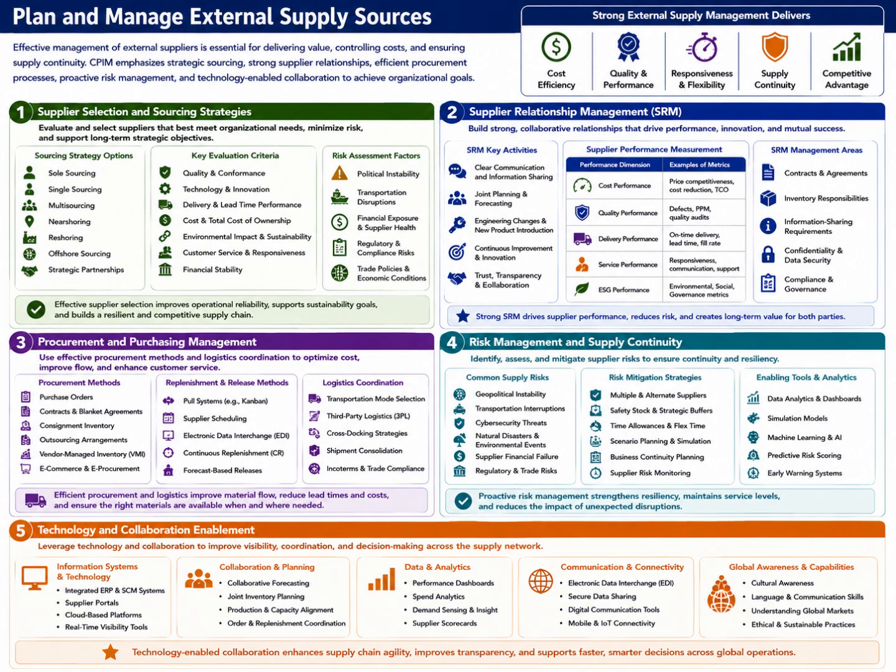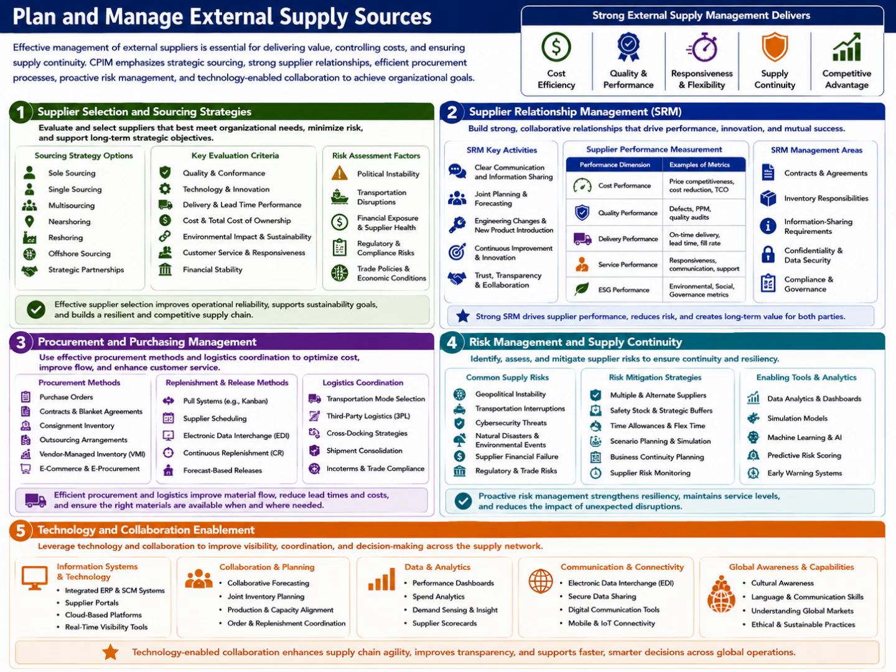Cultural awareness, communication skills, and global business understanding are also essential when working with international suppliers and partners. Technology-driven collaboration strengthens supply chain agility, improves operational transparency, and supports faster responses to changing customer and market requirements across global operations. Overall, the CIPM topic, Plan and Manage External Supply Sources, provides a comprehensive framework for managing supplier relationships, procurement processes, logistics coordination, and supply chain risks.